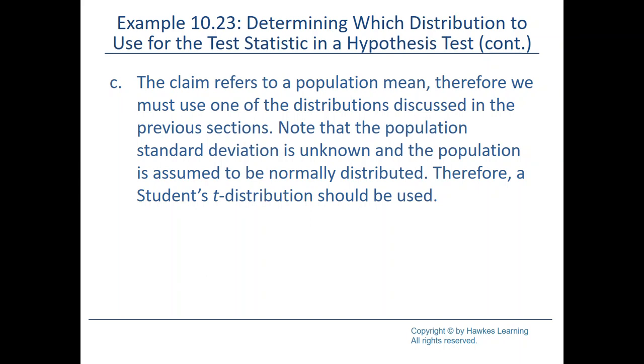Do I not know the population standard deviation, but we're still looking at an average of something, or mean? Or is this a proportion problem? And again, if it's a proportion problem, we have to double check, can we run it using the numbers we have?